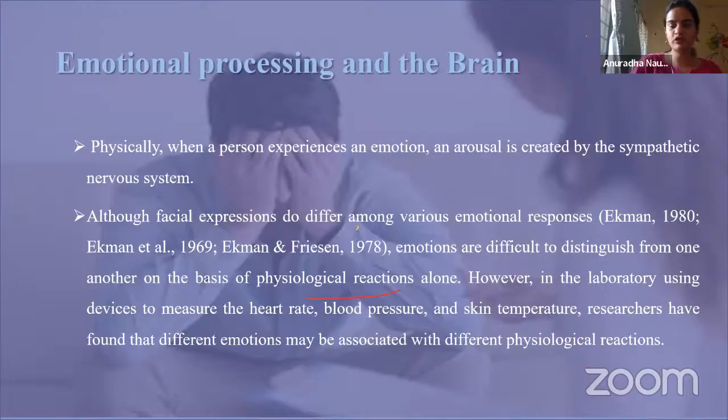So I'll be moving to role of physiology in emotions. First of all, emotional processing and the brain. Physically, when a person experiences an emotion, an arousal is created by the sympathetic nervous system, which is the fight or flight mechanism. Although facial experiences do differ among emotional responses, emotions are difficult to distinguish from one another on the basis of physiological reactions alone. However, in the laboratory, we can use devices to measure heart rate, BP, skin temperatures, and researchers have found that different emotions may be associated with different physiological reactions.